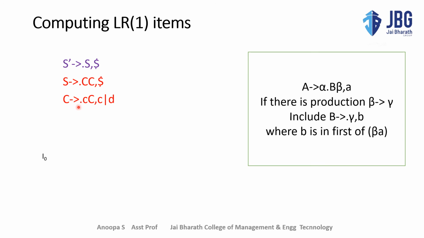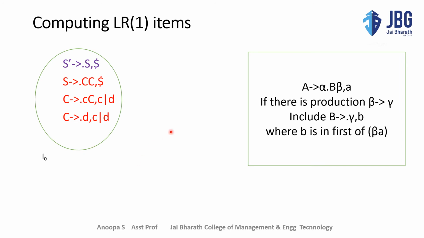Now, since there is one more production with C, that is C giving dot small d, here also the look ahead will be beta a, that is capital C dollar, which is c or d. So hence we get these additional items in the set I0.